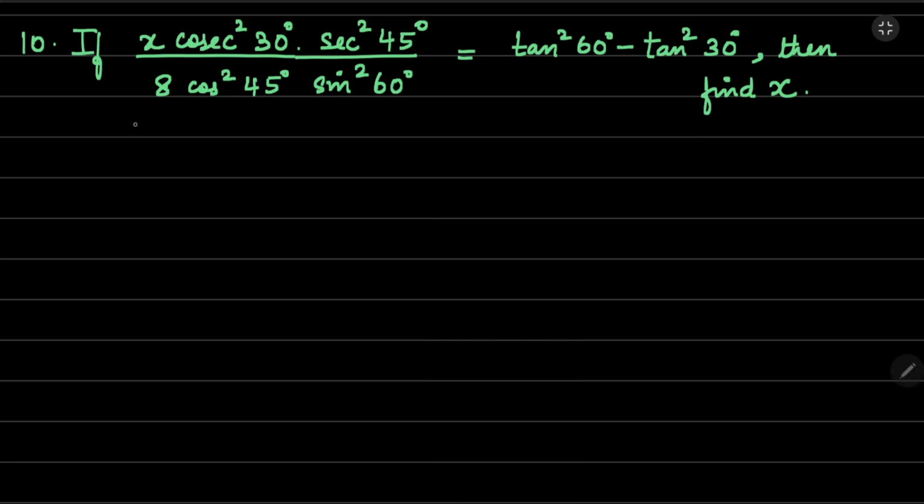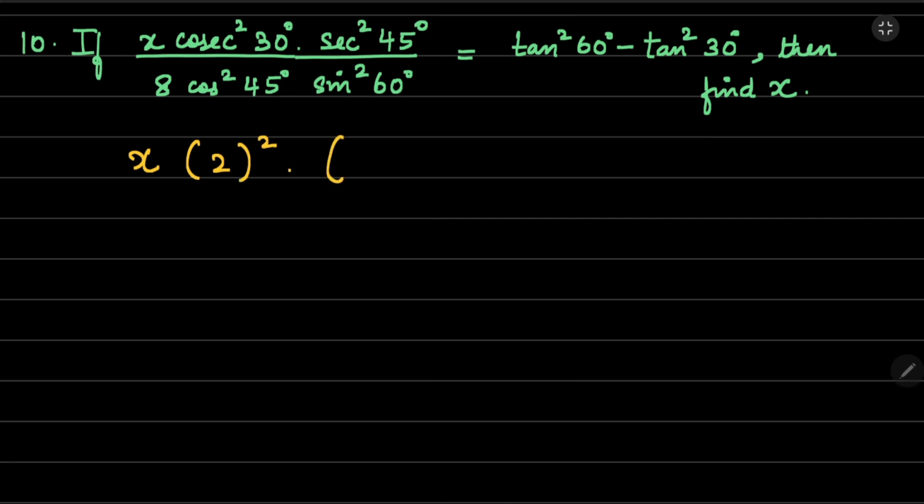So let me directly do it. So here, let me write x multiplied by, what is cosecant 30? The whole square. What is cosecant square 30? Is nothing but cosecant 30. What is cosecant 30? 1 over sine 30. Isn't it? What is sine 30? It is 1 by 2. So what is cosecant 30? It is just 2 the whole square multiplied by.